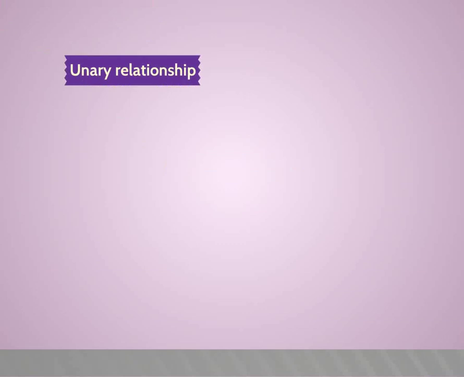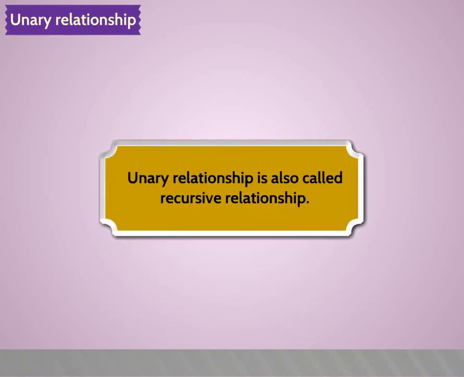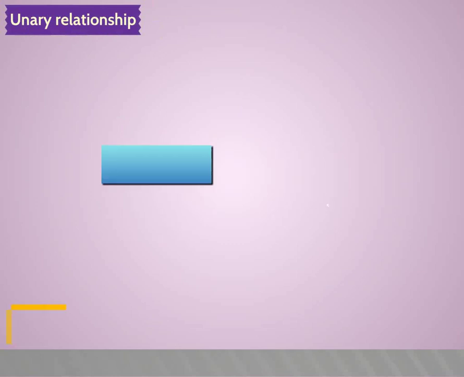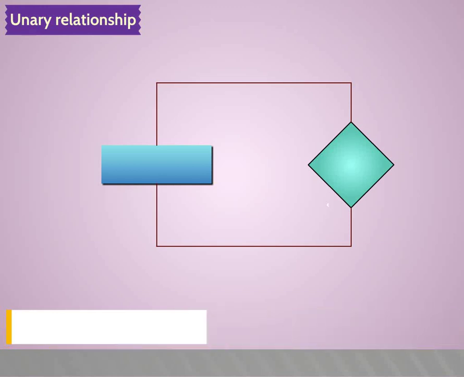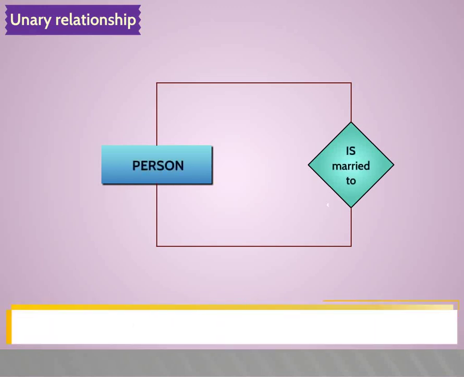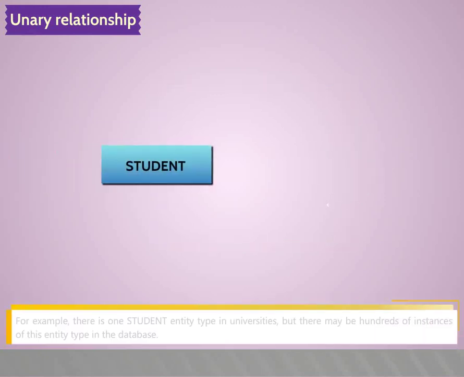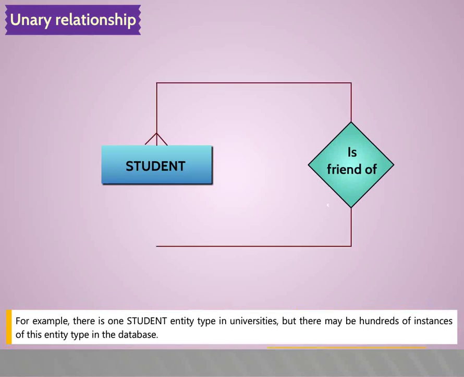Unary relationship. A unary relationship is also called a recursive relationship. It is a relationship between the instances of one entity type. An instance is a single occurrence of an entity type. For example, there is one student entity type in universities, but there may be hundreds of instances of this entity type in the database.